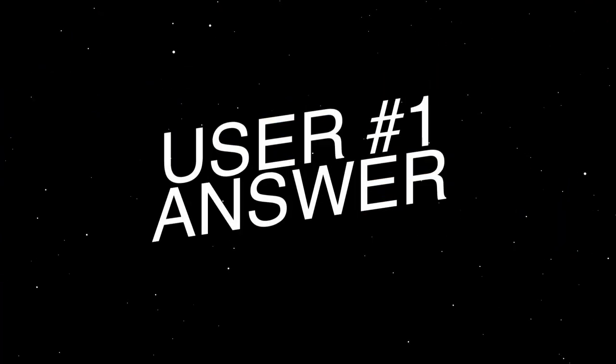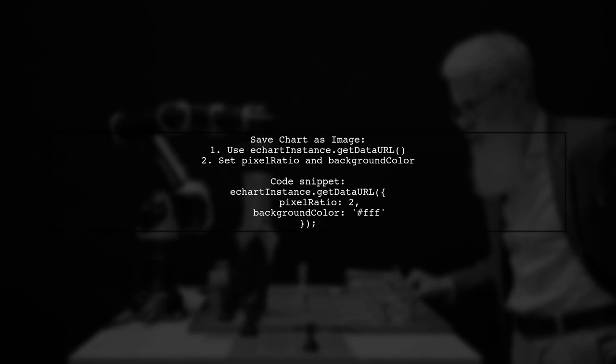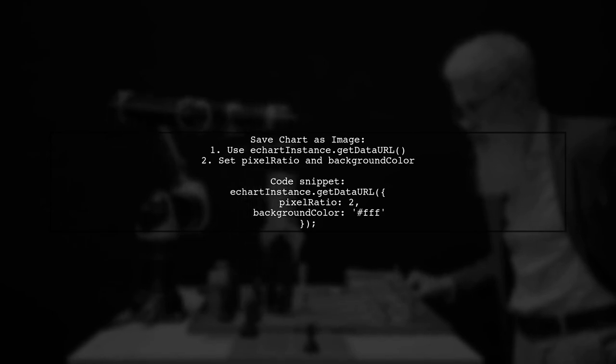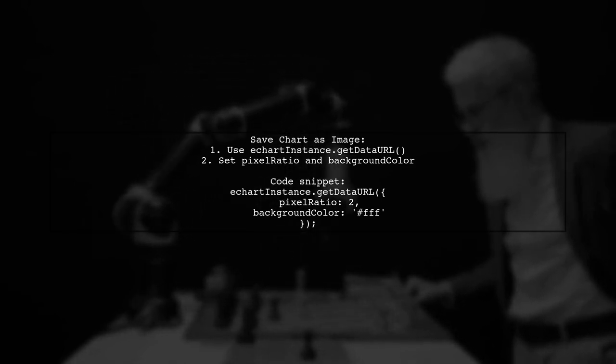Let's now look at a user-suggested answer. To save a chart as an image in ECharts without Toolbox interaction, you can use the getDataURL method. Make sure you have the ECharts instance variable ready.